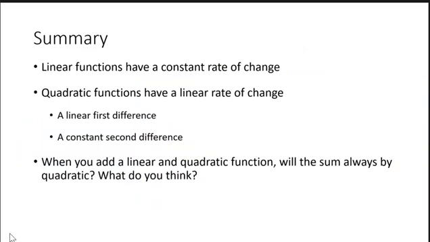So to summarize, in this lesson, we have been reminded that linear functions have a constant rate of change and quadratic functions have a linear rate of change. Or in other words, quadratics have a linear first difference and a constant second difference. When we added a linear and quadratic function together, we built another quadratic function. So the question that remains is, will this always happen? When you add a linear and quadratic function, will the sum always be quadratic?